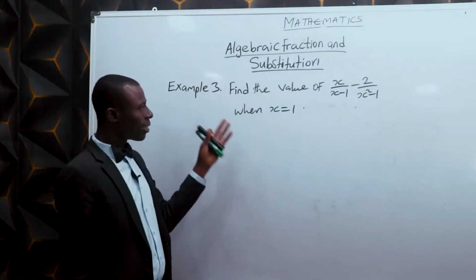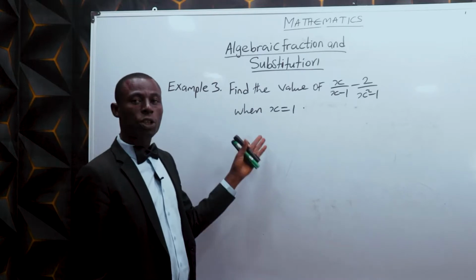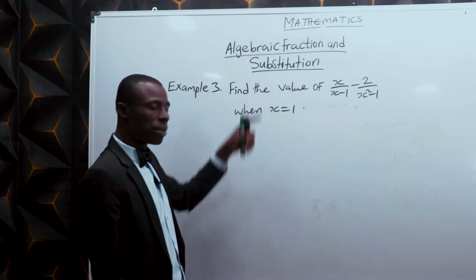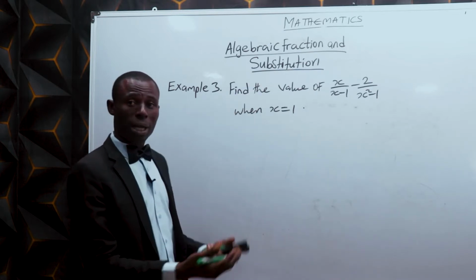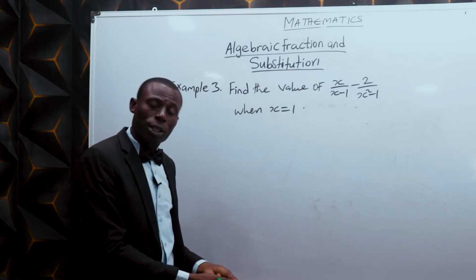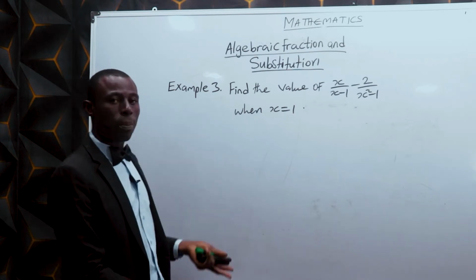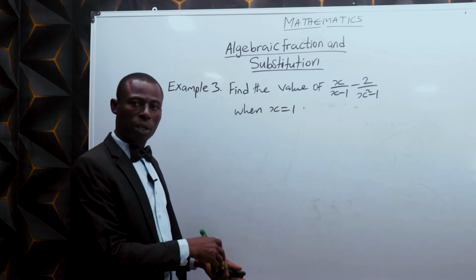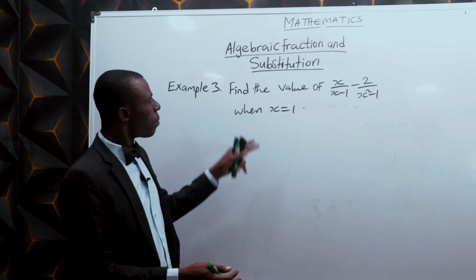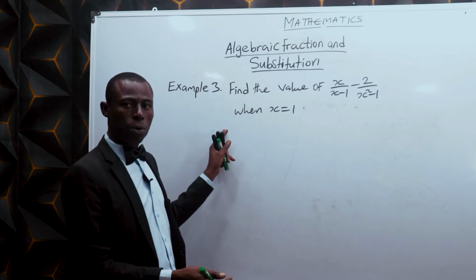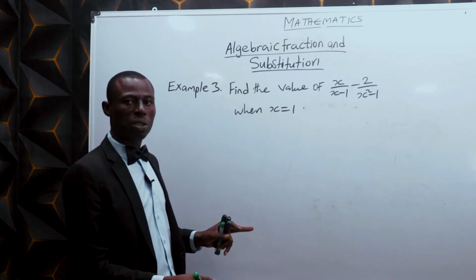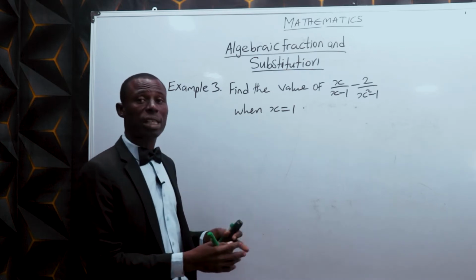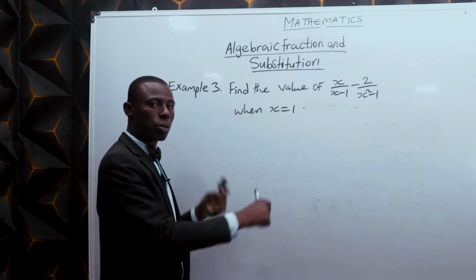Example 3. This example 3 is on substitution. We are considering algebraic fractions and substitution. In substitution, at times, you do the fraction, you do the substitution. But the first two examples only dealt with algebraic simplification, algebraic fractions, whereas the third example, the fourth one, and the fifth one we are going to consider combine the two together. You actually see the element of substitution there.